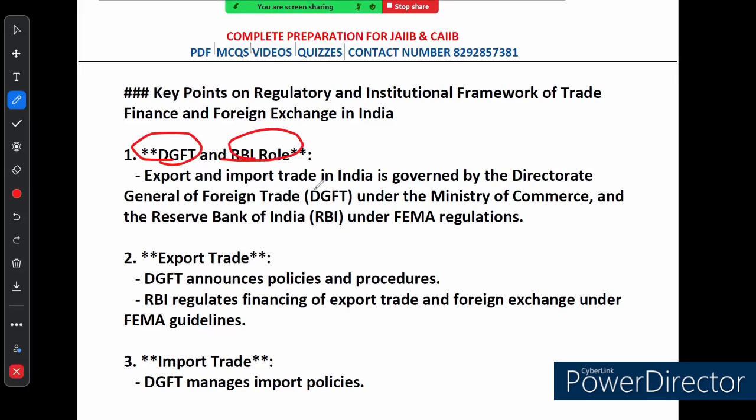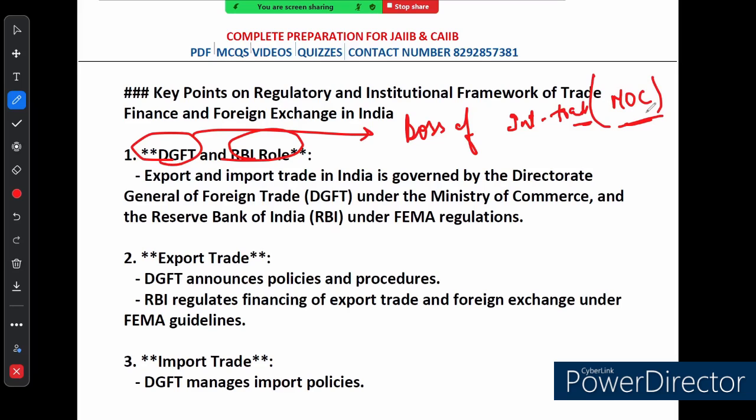Right. So think of DGFT as the boss of international trade. And it is a part of the Ministry of Commerce and handles the rules and policies for how goods come in and go out of India. On the other hand, the RBI. You know what RBI is? RBI is India's Central Bank.